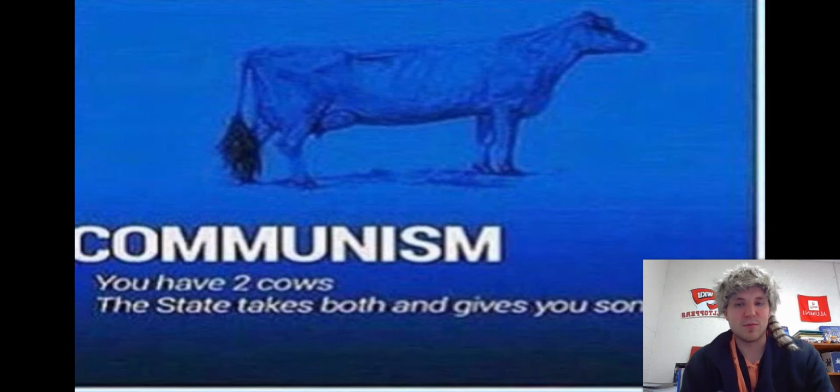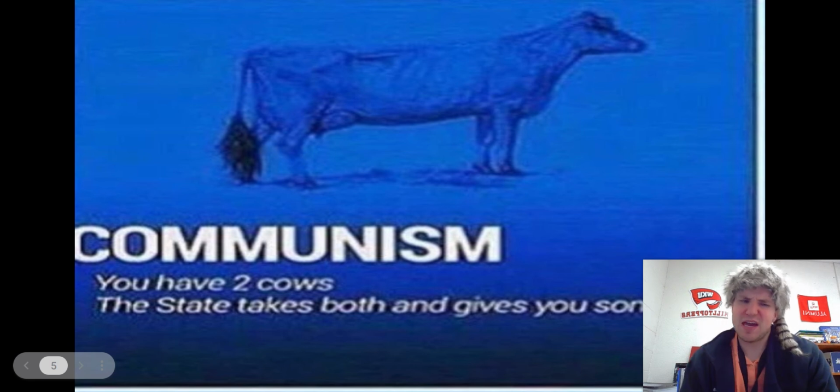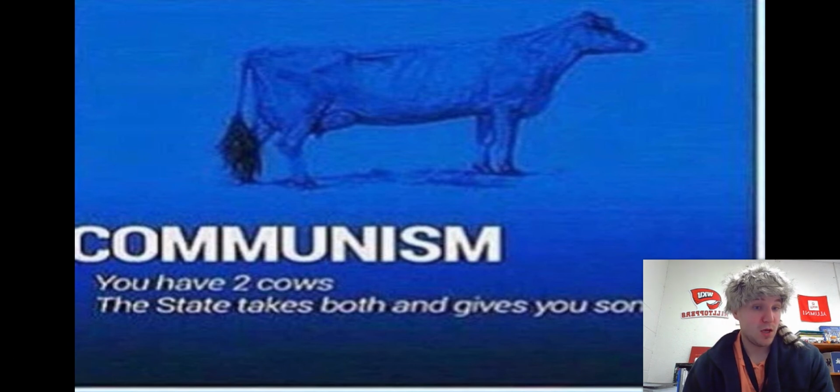Communism, back to our cow example. Communism is this: you have two cows, so two female cows. The government, aka the state, decides to waltz in, takes both of your cows, and gives you some milk back. Why would they take your cows, you ask? Well, communism. There's no private property. You weren't allowed to own those cows in the first place. However, you did get some milk back.